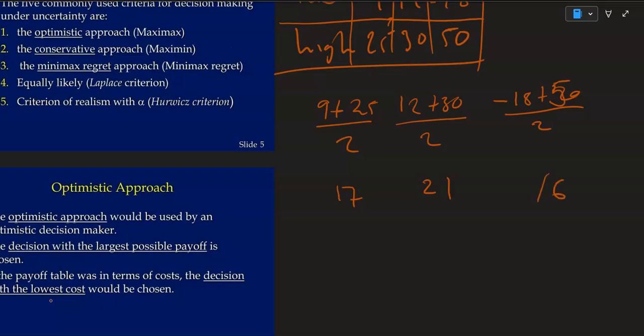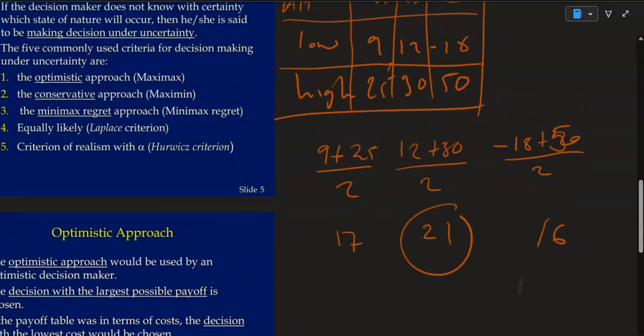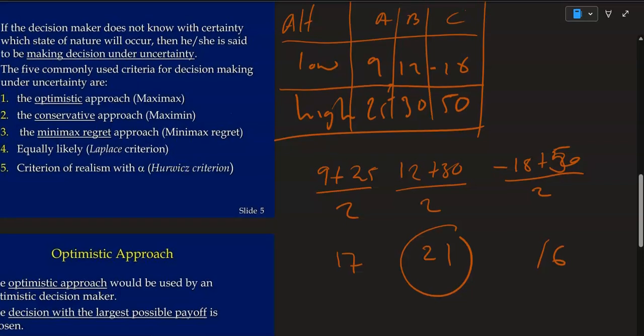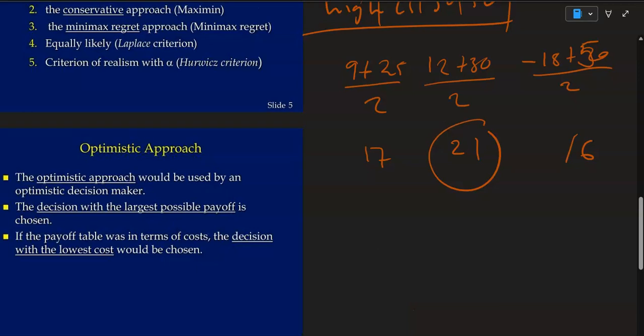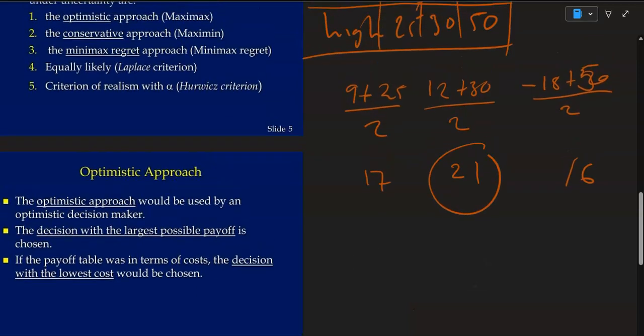Okay, so you compare your averages, because you've calculated your averages. Now you need to pick the bigger of the averages. So you see that 21 is bigger. So you choose investment alternative B. Okay, so that is what Laplace is about.